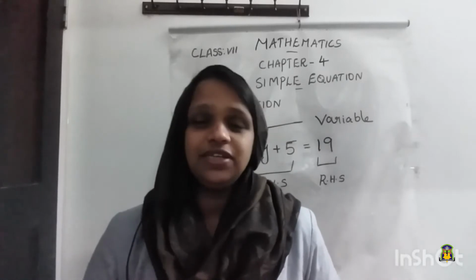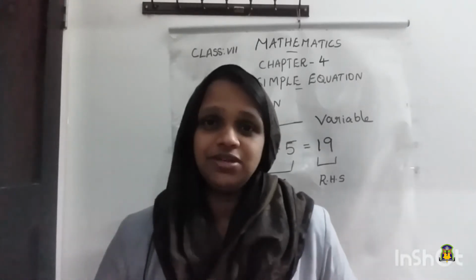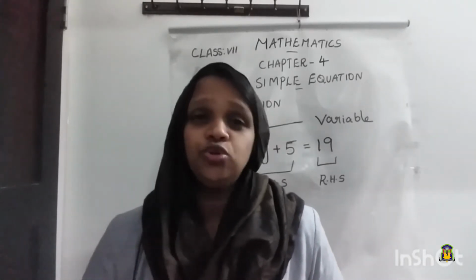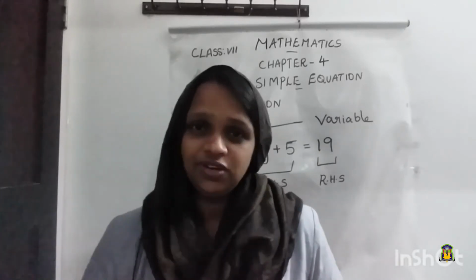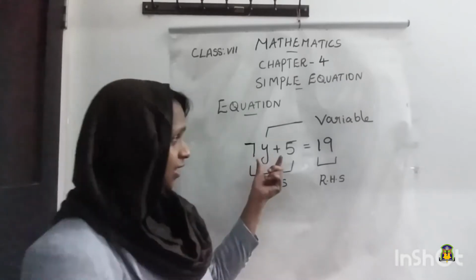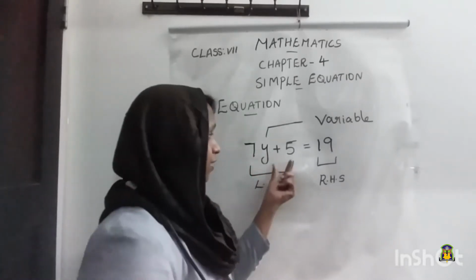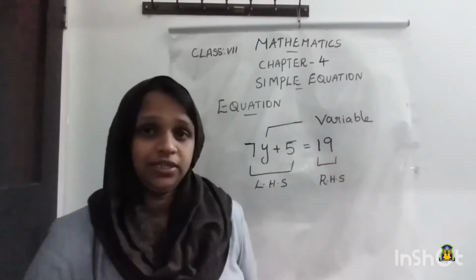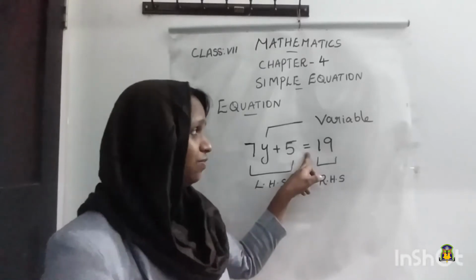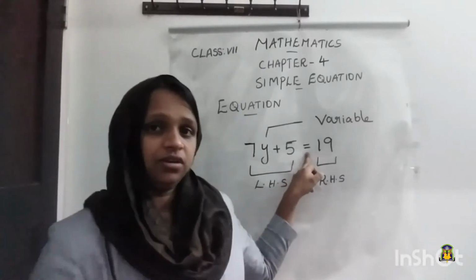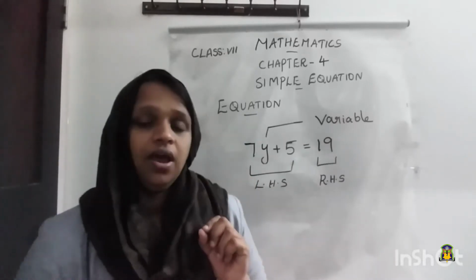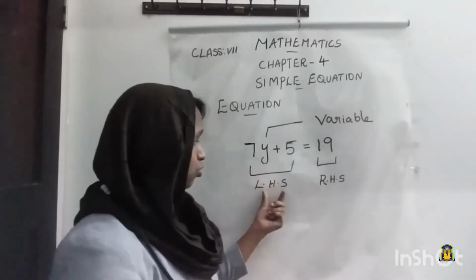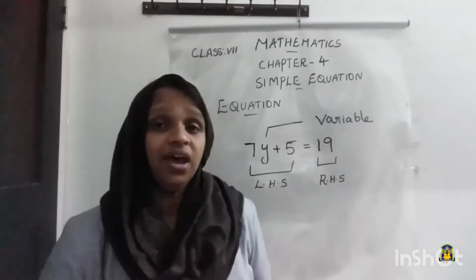So last class we discussed rational numbers. Today we are moving on to a new chapter, simple equations. What is meant by an equation? Here is an example: 7y + 5 = 19. For an equation there will be an equal to sign, and it also has two parts, LHS and RHS.